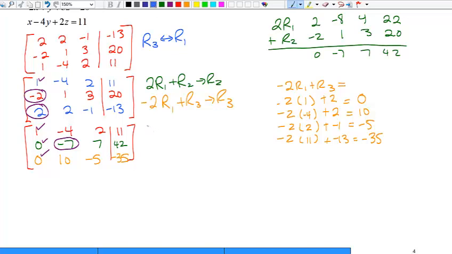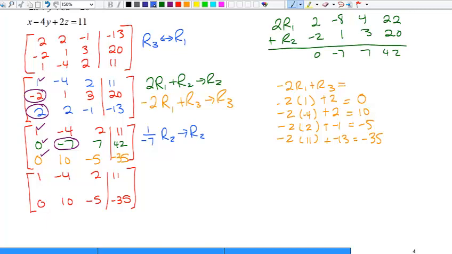The reciprocal of negative 7 is 1 over negative 7. Notice that I didn't change the sign. I just put 1 over whatever the number was, in this case negative 7. So I'm going to multiply 1 over negative 7 by row 2 and put it back into row 2. So which rows stay the same? Well, row 1 and row 3 are going to stay the same. Now row 2 is going to be multiplied by 1 over negative 7.